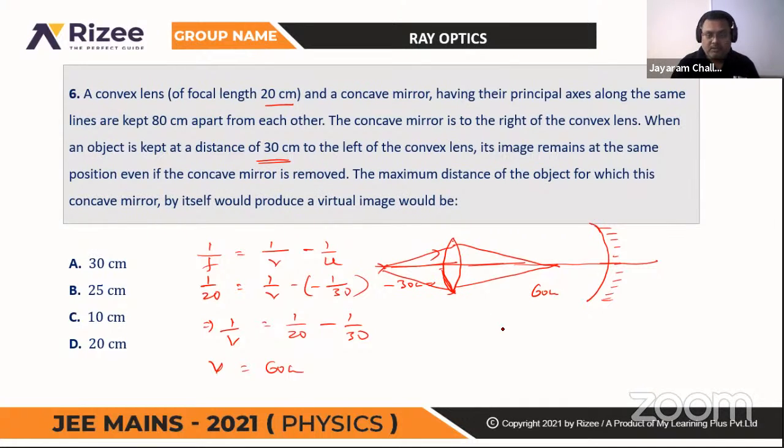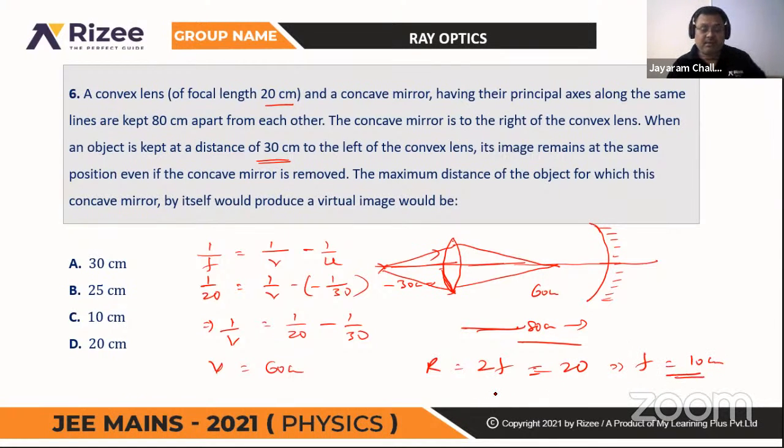Okay, so now, but the total distance is how much, sir? 80 centimeters. So now from this one, what is the radius of curvature formula in this case? Radius is equal to 2f. Okay, so that means the radius is going to be 20, where the f can be written as 10 centimeters. Okay, so this is the focal length he is asking of the concave mirror.